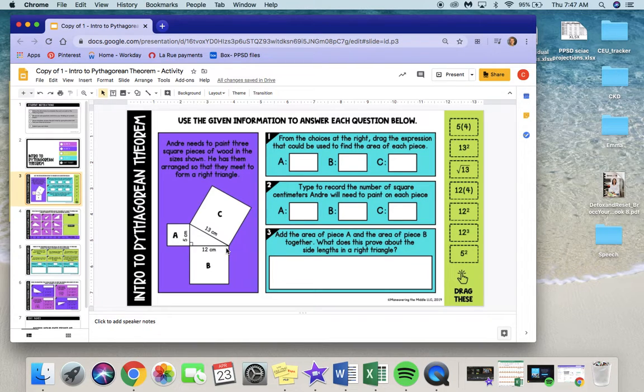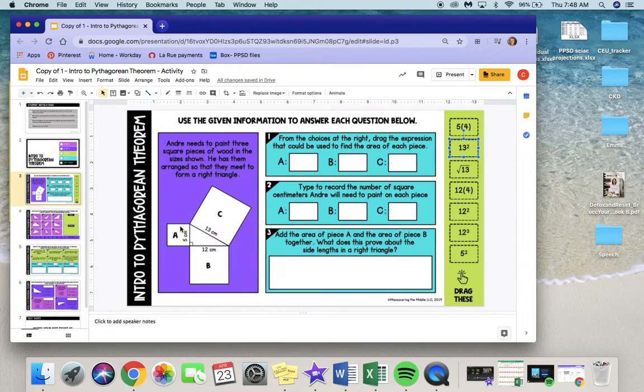Okay, so we're painting these, and we look at it. We have our choices where we can stay in the editing mode, so that way we can click and drag them over and into place. Right here it says, from the choices on the right, drag the expressions that could be used to find the area.